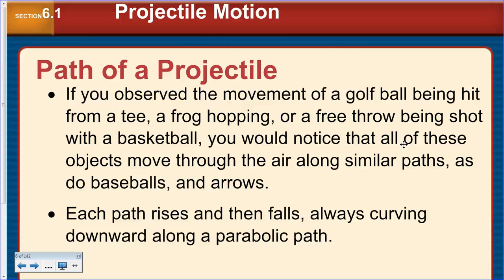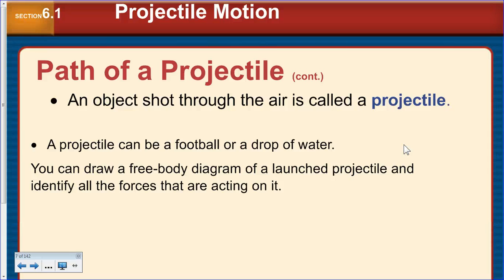So you've seen projectile motion before. If you see a golf ball being hit from a tee, a frog hopping, a free throw shot with a basketball, they all kind of follow this general pattern. Baseballs, arrows, they each rise and then fall following a curve called a parabolic path. So we want to see if we could identify and look at this parabolic path. The object shot through the air is called a projectile. And the projectile could be a number of things. It could be a football, it could be a drop of water, whatever.